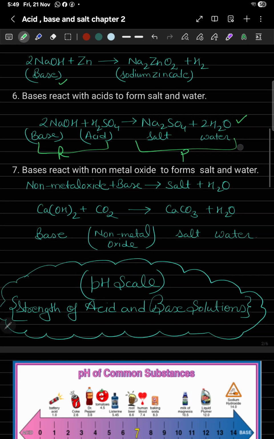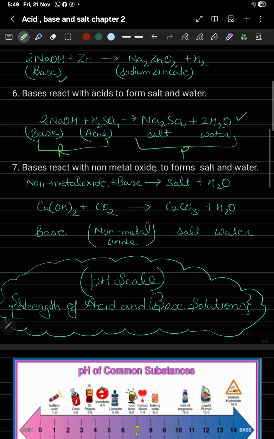Okay. Now seventh point is that base reacts with non-metal oxide to form salt and water. What happens when base reacts with non-metal oxide? It gives you a salt and water. That means it is also considered a neutralization reaction. So we have an example over here. Ca(OH)2 plus CO2 react, then it gives you calcium carbonate, that is considered a salt, or you can say limestone also, and also a byproduct of water.